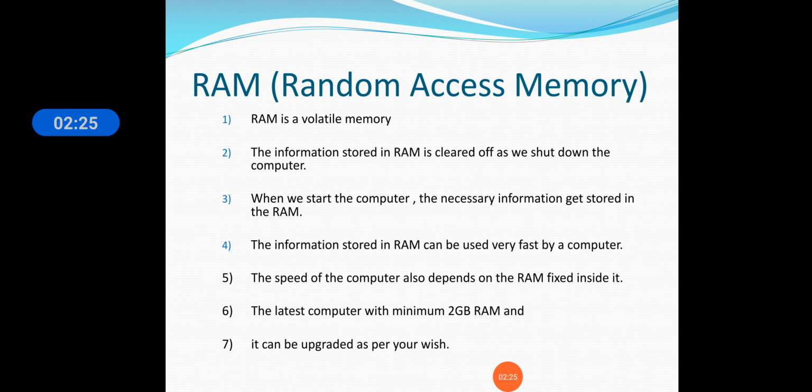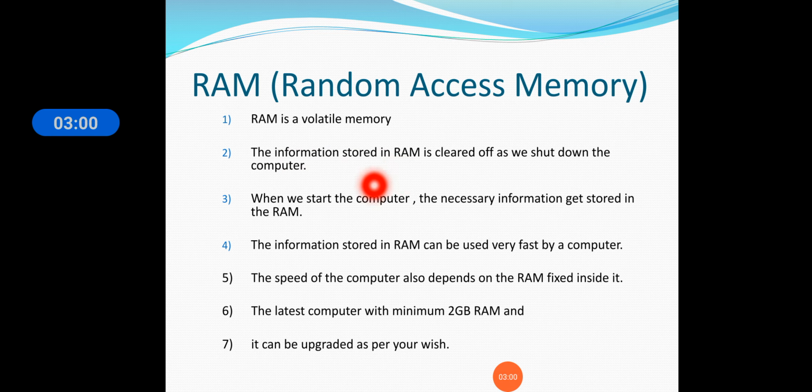Now let us see. RAM is a volatile memory. The information stored in RAM is cleared off as we shut down the computer. When we start the computer, the necessary information gets stored in the RAM. The information stored in RAM can be used very fast by a computer. So first point is RAM is a volatile memory. Volatile memory means the information is erased after we use it. The information stored in RAM is cleared off as we shut down the computer.